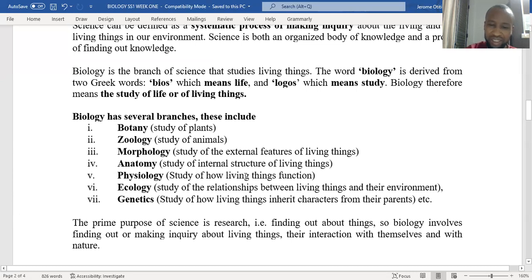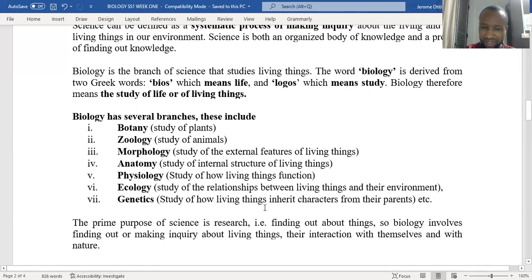Physiology studies the functions of living things. It studies how living things function. Okay. For example, if you're looking at the shape of a liver, that is anatomy. If you are looking at how the liver works, that is physiology. Now we have ecology. Ecology is the study of the relationship between living things and the environment. In other words, you can say ecology is the study of the habitat of an organism. We have genetics.